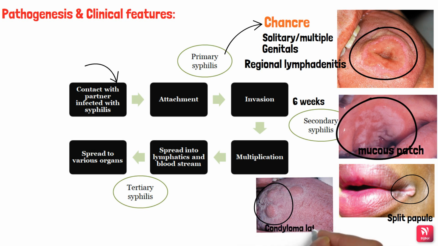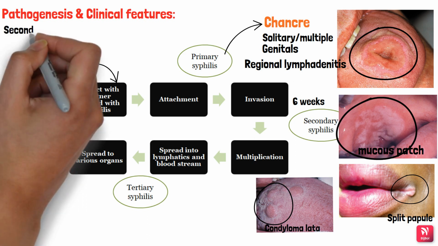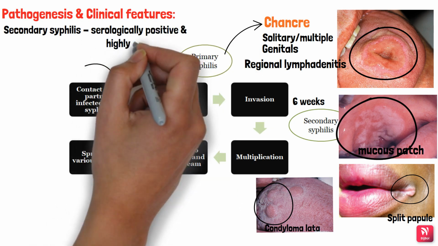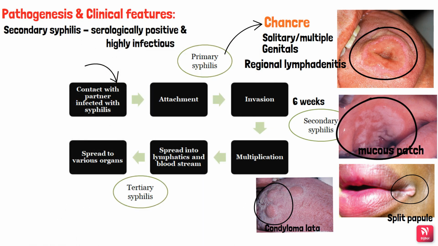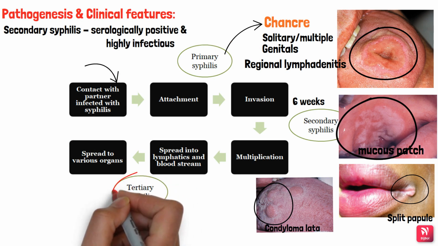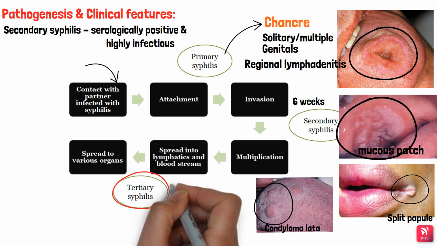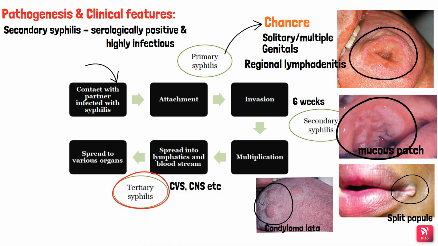And this secondary syphilis is a highly contagious, highly infectious stage, and it is serologically positive because of the multiplication of the bacilli here. And a widely explosive form of secondary syphilis called lues maligna is seen. When the bacilli multiply and then after years it shows as tertiary syphilis, which is also called late syphilis, wherein it chiefly involves the cardiovascular system and the central nervous system.